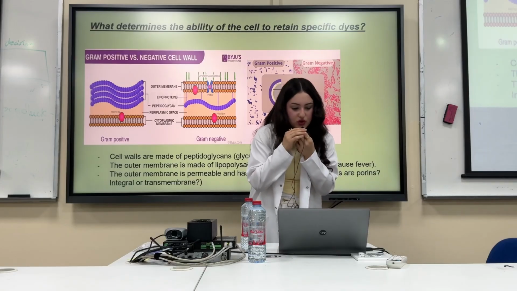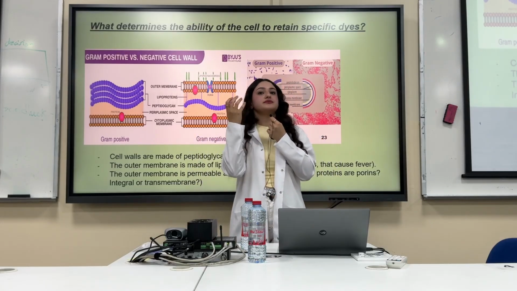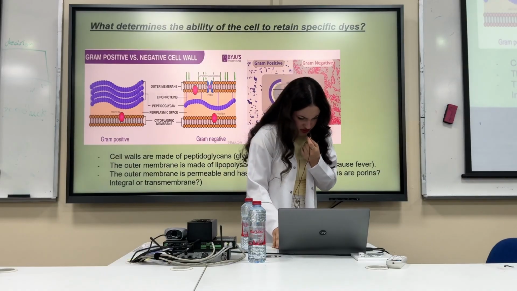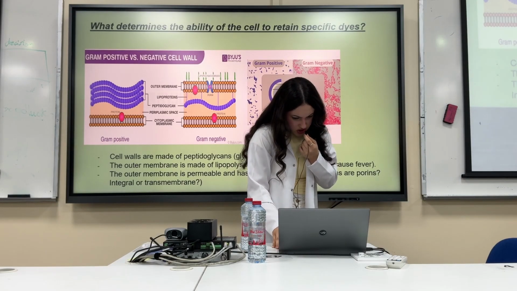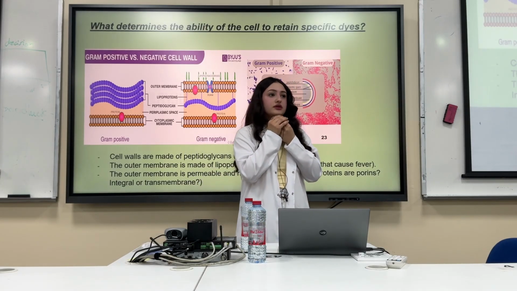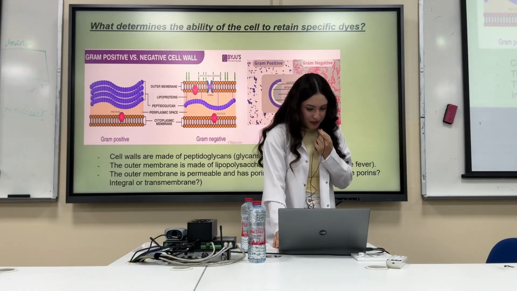You have to know also that the outer membrane is somewhat permeable. It will let substances in and it has pores. It has porins, the same thing as pores. What type of proteins are porins? Are they integral or peripheral? Integral, right.